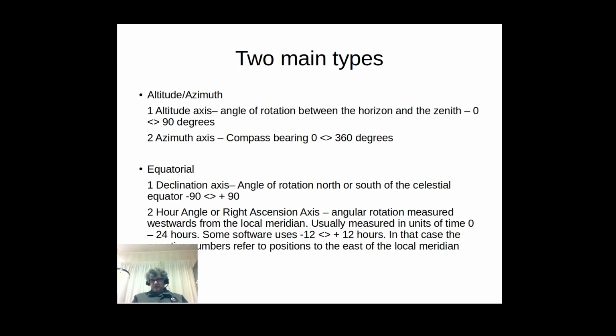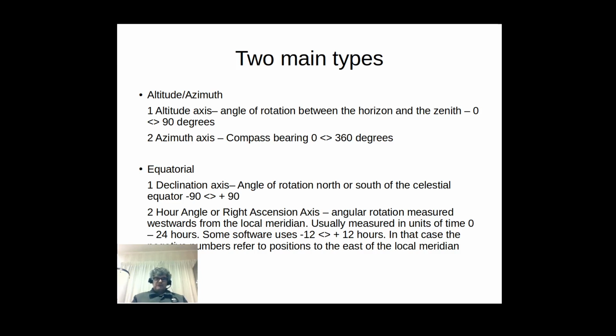But there is some software that I've noticed gives this number between -12 and +12. So in this case, the positive hours are objects over to the west, and the negative hours to the east. So if your star had an hour angle of -2 hours, then it means it's 2 hours before it's going to cross the meridian.